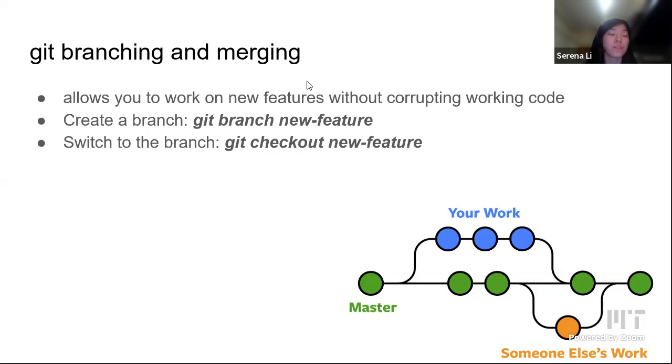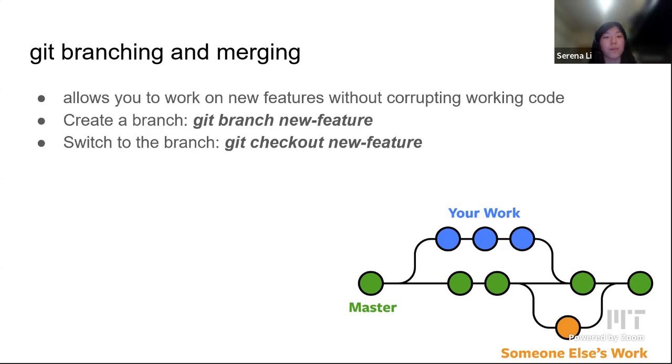Okay, now onto Git branching and merging. Branches basically allow you to work on new features without corrupting working code. You can put things like bug fixes into new branches. You can put whole new features onto new branches. Basically anything that you want to separate out from your main code base.